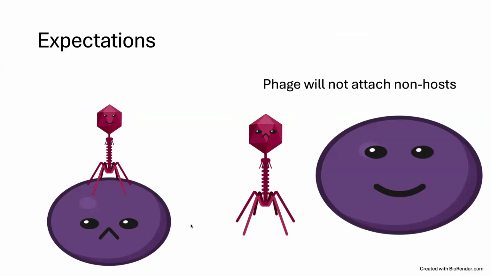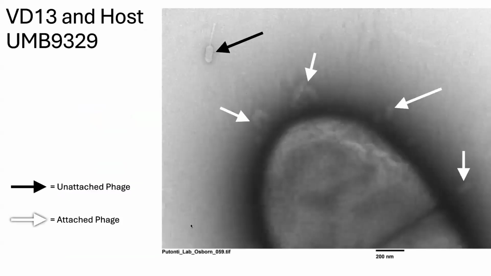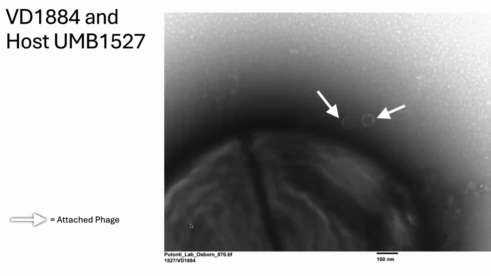So our first 3 images will be of the host. So we have VD13 with its host UMB 9329. Our black arrows here will represent unattached phage, and our white arrows will represent attached phage. So as you can see in this image here, we have an unattached phage up here, and then several attached phage all along the bacterial cell here, which confirms that there is attachment for VD13 and its host. Same was seen with VD1884 and its host. We saw these two here, and as I'm seeing now, there might be a little guy over here, but we are able to see attachment, so VD1884 also can attach to its host.